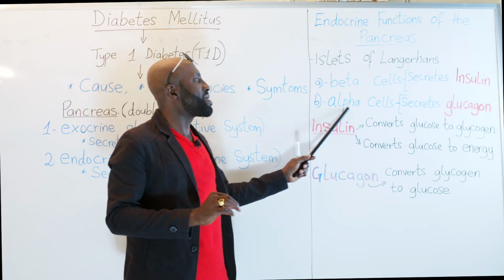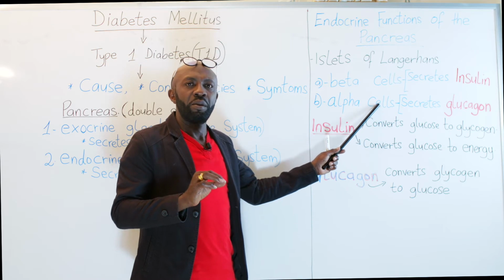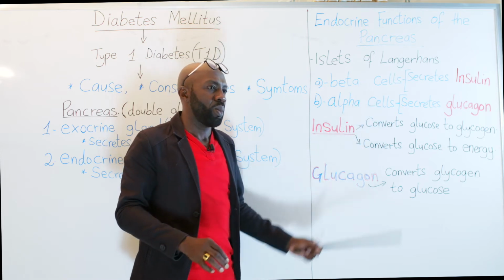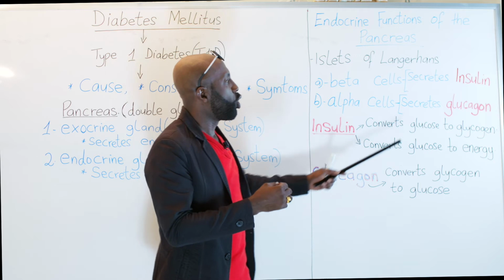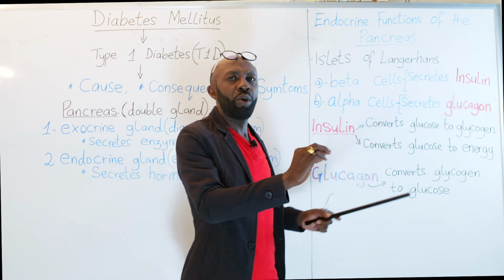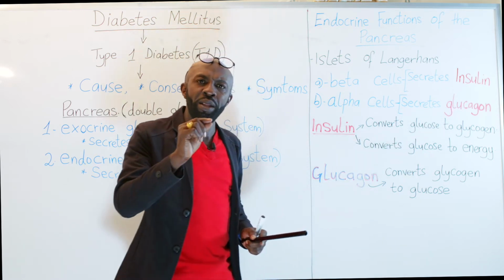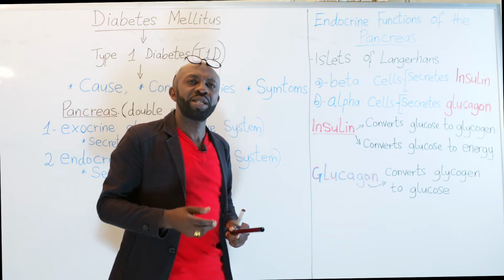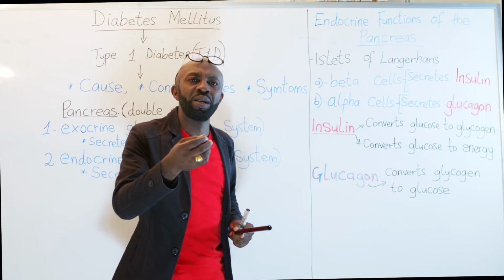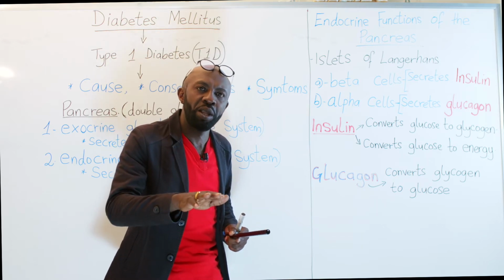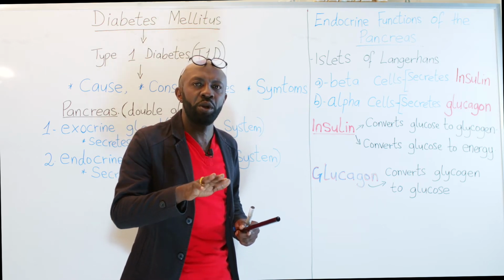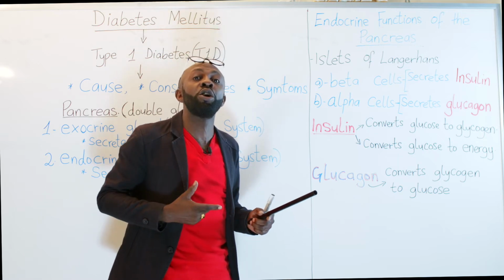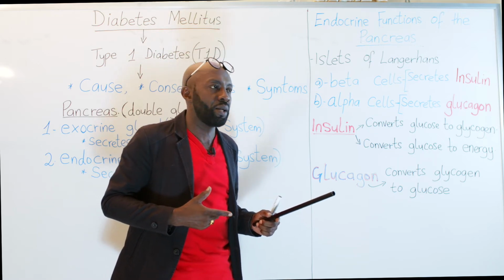And then the alpha cells of the pancreas, how do they function? They secrete glucagon into the blood. When do the alpha cells secrete glucagon? They secrete glucagon when there is a drop in the glucose level of the blood. That is when somebody is hungry.